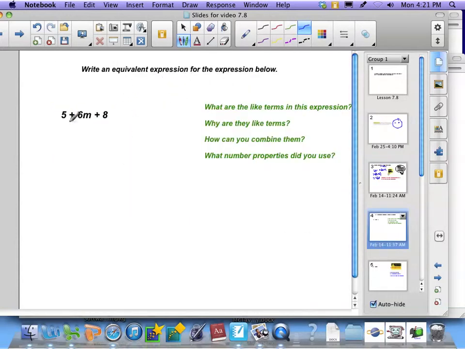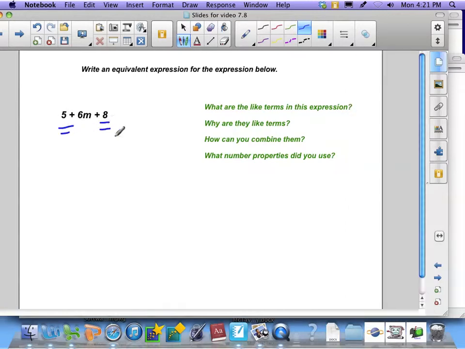We're going to write an equivalent expression. The like terms here are the numeric terms, so I'm going to combine those. 5 plus 8 is 13, plus 6m. And that's the same as our expression up here, or equal to it. So 5 plus 6m plus 8 is equal to 13 plus 6m.